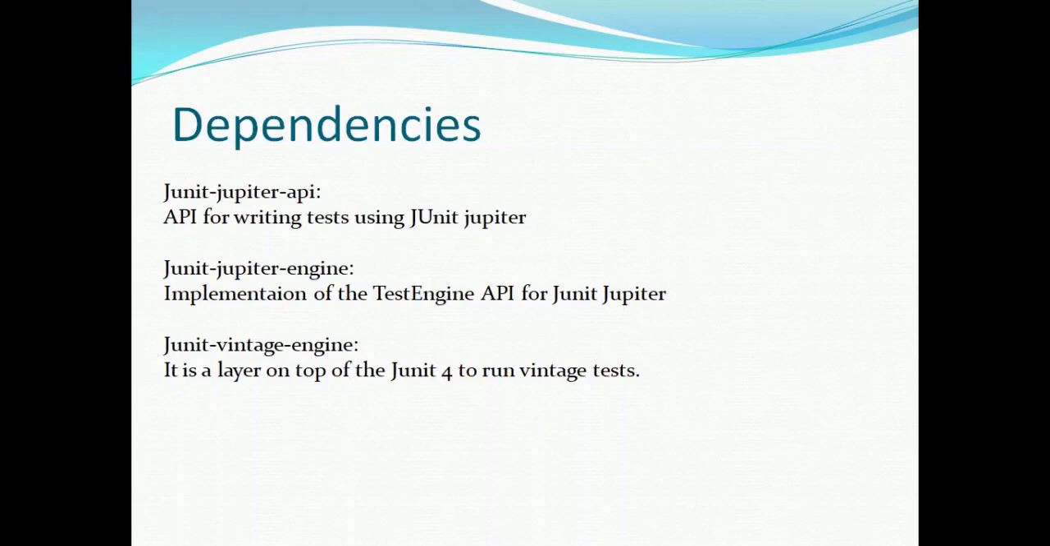We need the JUnit Jupiter API to write the test cases. Then the JUnit Jupiter engine, which is an implementation of the test engine API for JUnit Jupiter. It's required. Later on, the JUnit Vintage engine: if you need your old test cases to run on JUnit 5, it's a layer on top of JUnit 4 to run the vintage test cases. So these are the jars, which are dependencies required in your pom.xml.